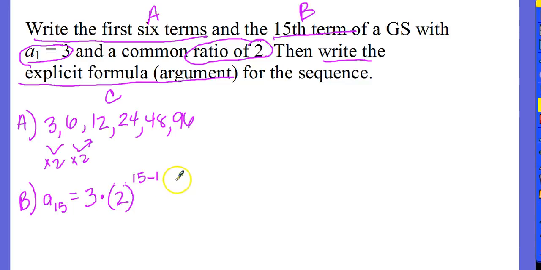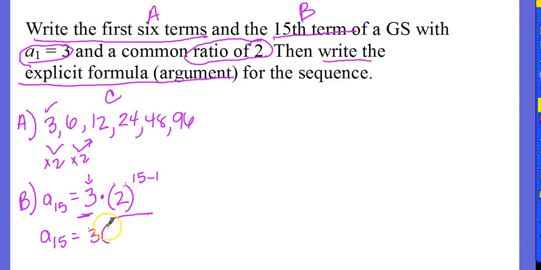And I'm interested to hear if anybody is curious why it's the n minus 1. Anybody? What do you think? Well, this is the first term, so that takes care of that one. So we don't want to do 2 times 15 because we already have the first term. So we're going to raise 2 to the 14th power, and that'll get us out. So this is the first term, and then these are the next 14. Do you understand? Okay, so we get the 15th term is equal to 3 times 2 to the 14th power.